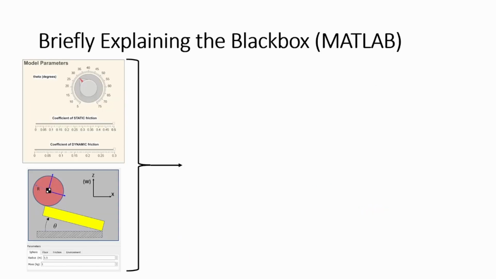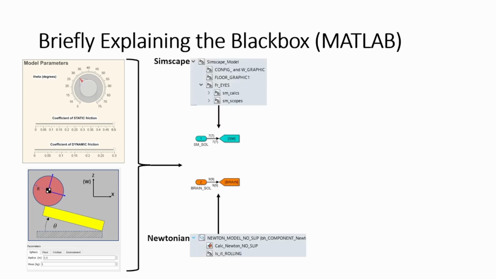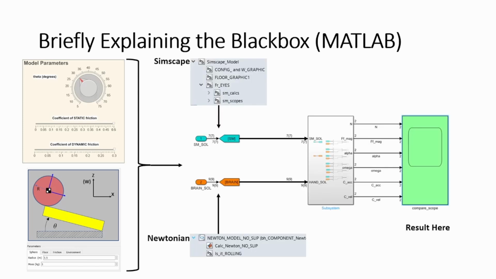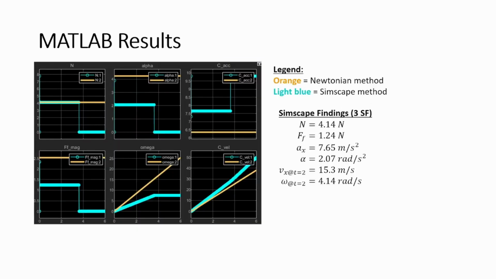I'll briefly discuss how the MATLAB calculation was used. First, we input the model parameters which were then fed through functions with both Simscape and Newtonian methods being utilized, the results of which were then displayed graphically, which can be seen here in the MATLAB results, with the orange being the Newtonian method and light blue showing the Simscape method.